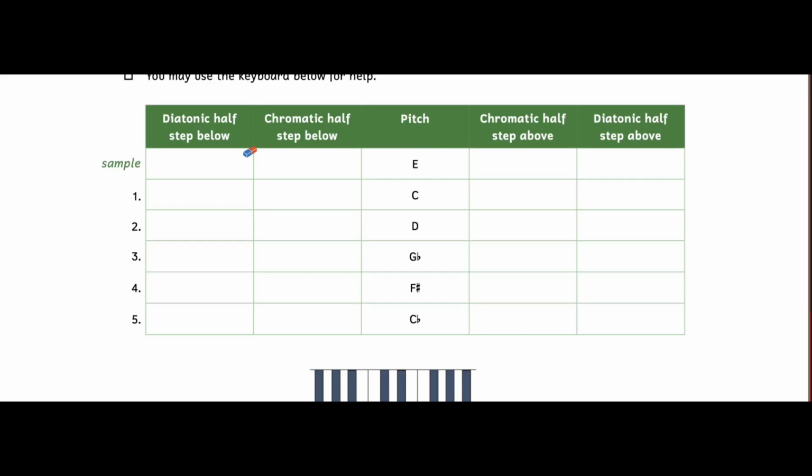So we can go ahead and put E here and E here, because we know the chromatic half steps will be E something. So a chromatic half step below E is E flat, and a chromatic half step above E is E sharp.